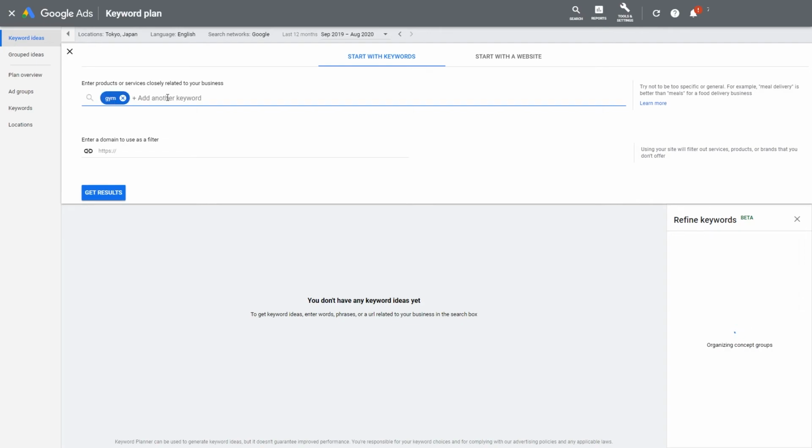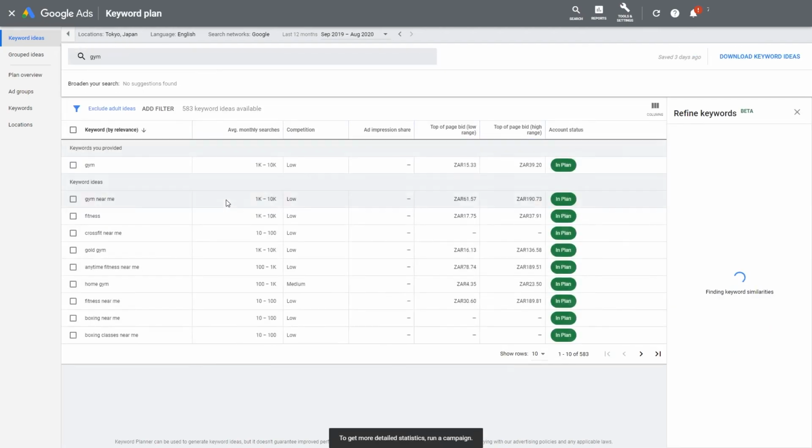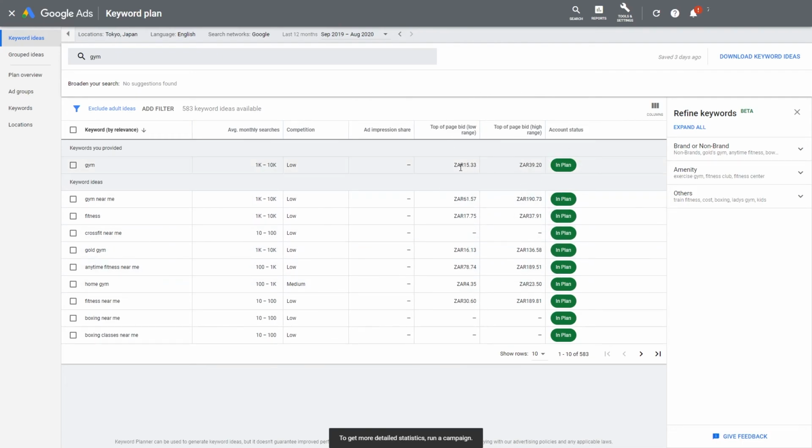So I would type in something like gym. I would say get results. And then I would look for the keywords with the highest average monthly searches and also the lowest competition. I'd also look to see if they are fairly reasonable. Now, these are in South African rands, but you can convert them to whatever currency you want. And obviously, based on your Google Ads account, it's going to show you whatever currency your country is using.